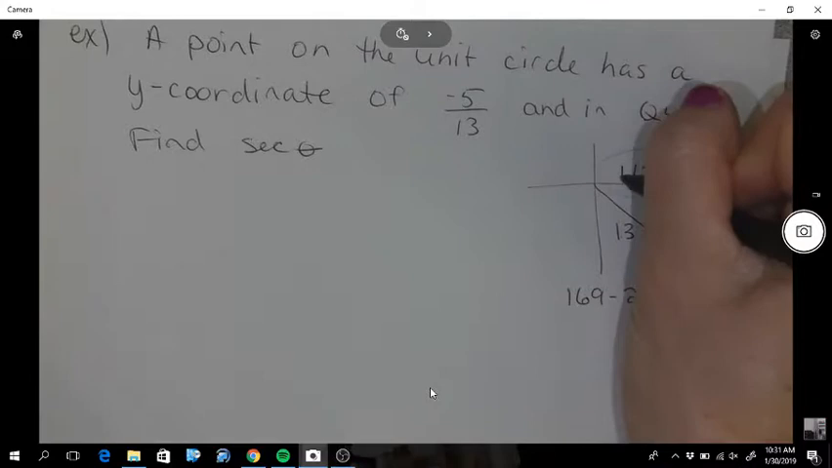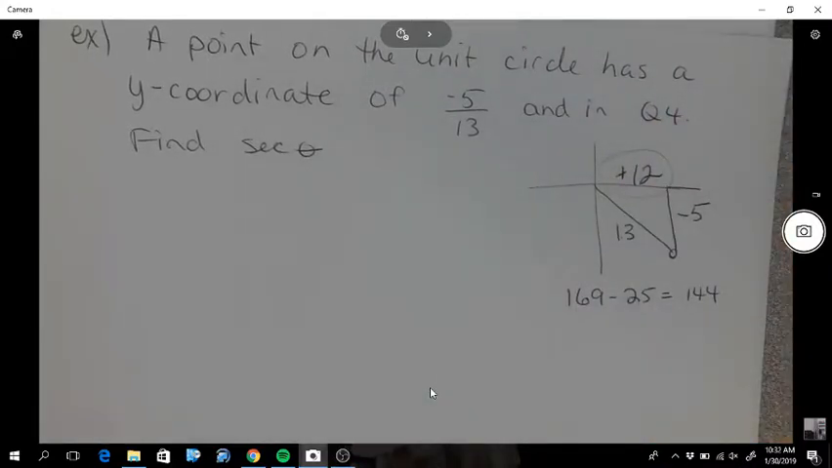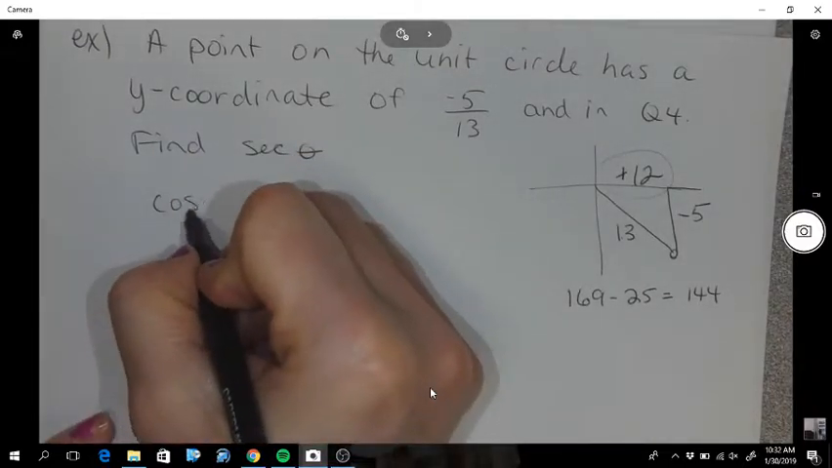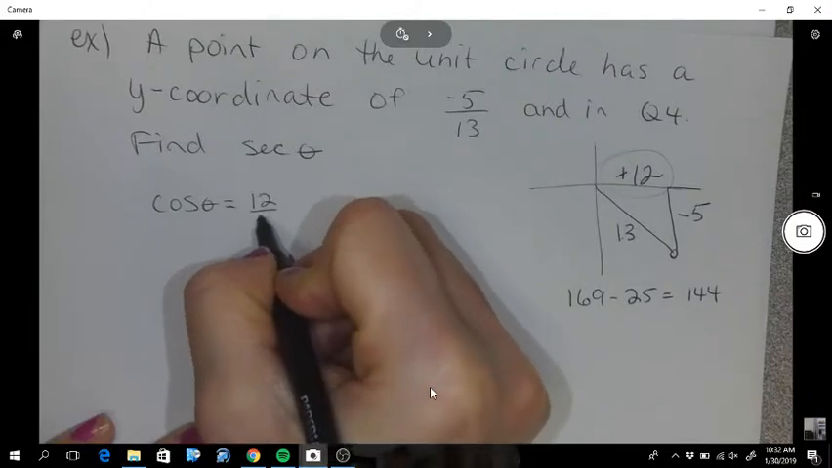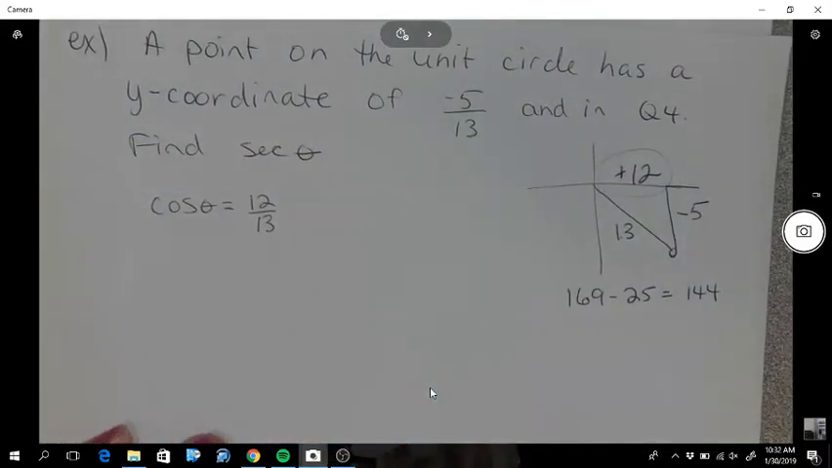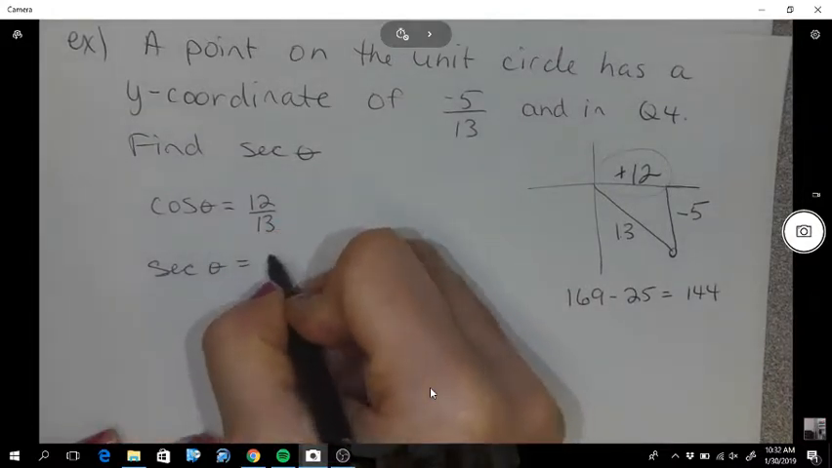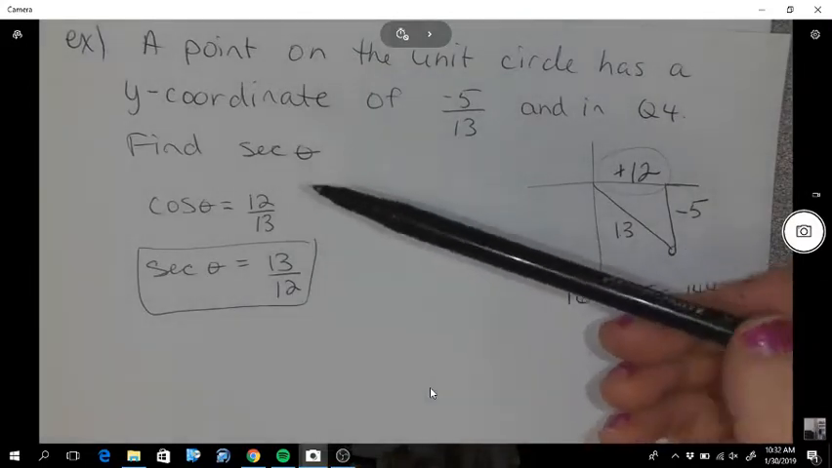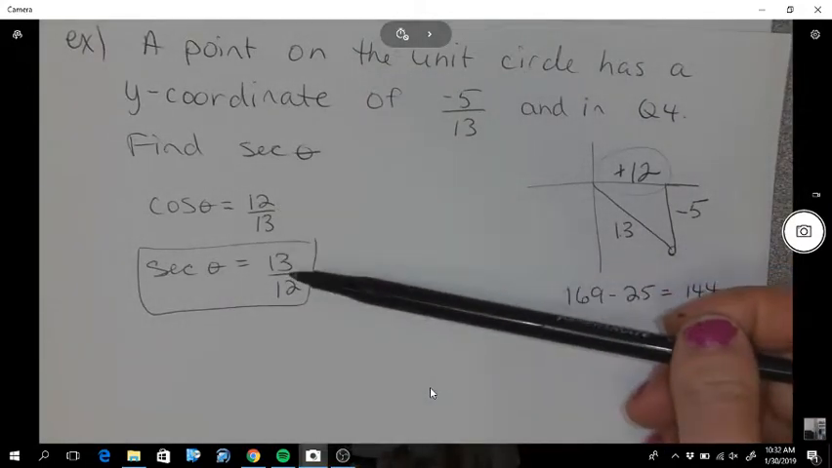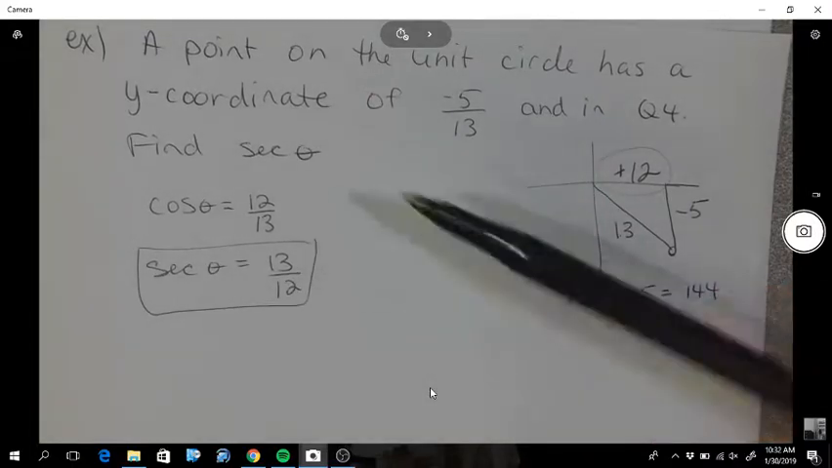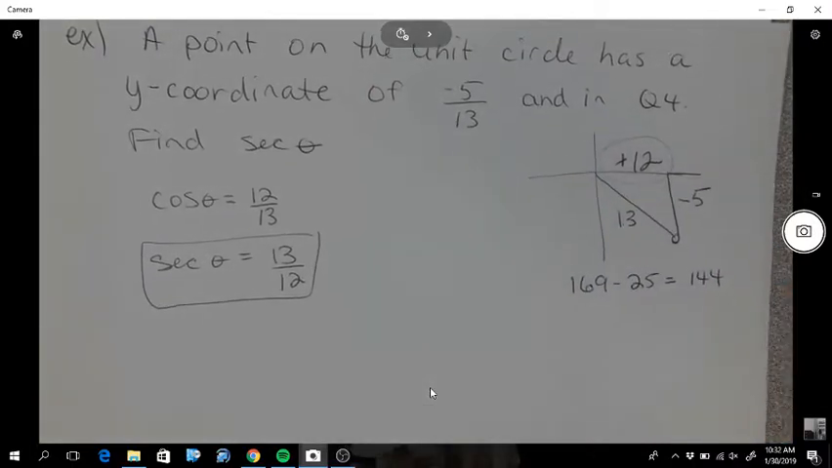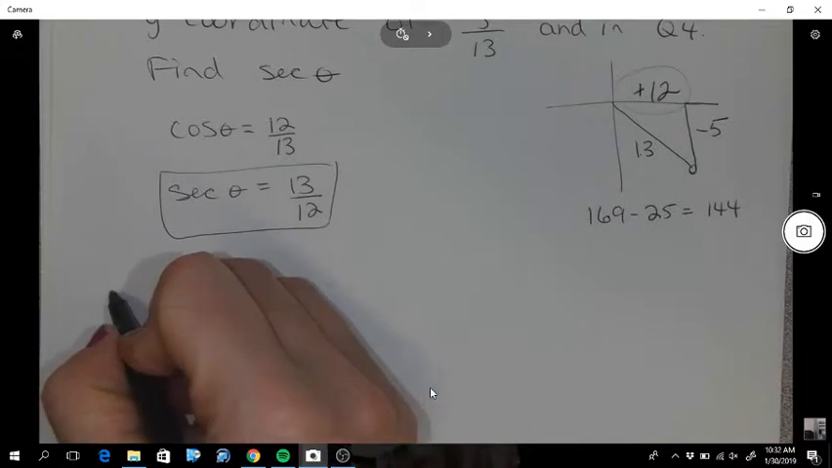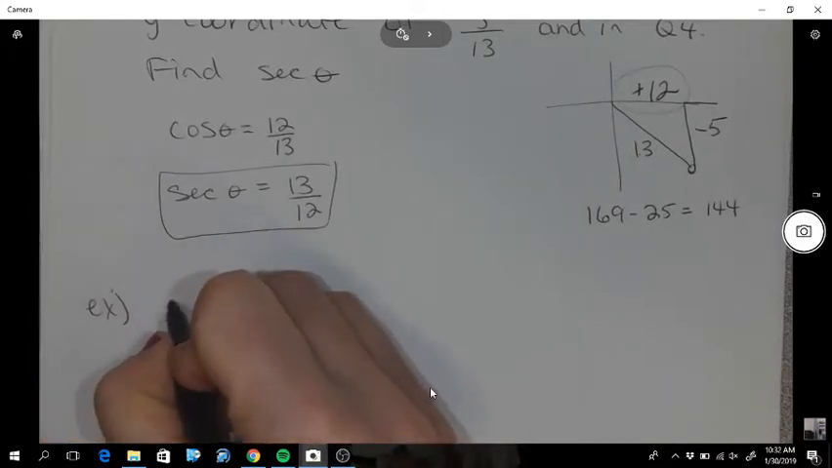Is it a positive or negative? It's a positive. Okay, so secant is dealing with cos. So if I know my cos of my angle is x over r, therefore secant of the angle is 13/12. Okay, you can do this step if you want, or you can memorize those ratios and just go straight to there. Now you might be asked this instead.